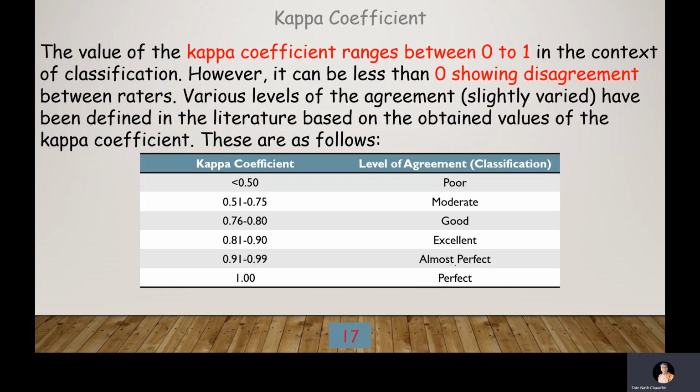In the classification context, the value of the kappa coefficient ranges from 0 to 1. It is used to rate raters' agreement. It can also achieve a value of 0, showing complete disagreement between the raters. In our case, we are interested only in classification. Hence, the level of agreement can be classified as shown in the table. So depending on the value of kappa coefficient, you can rate the performance of classification.